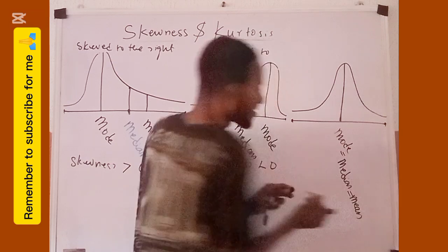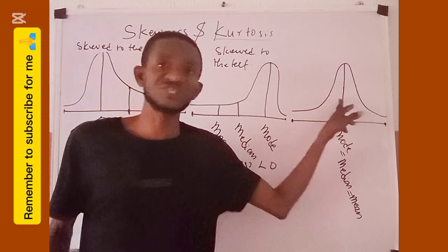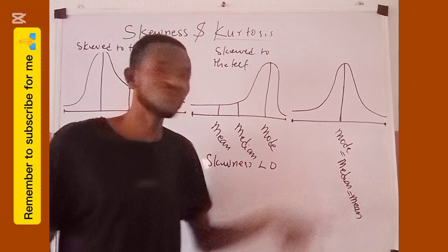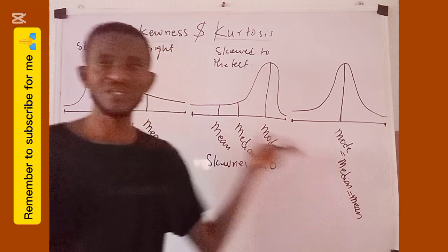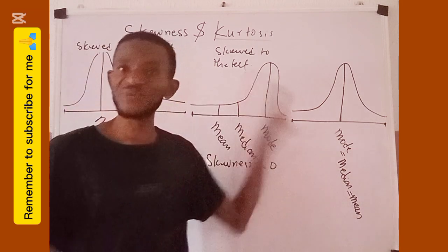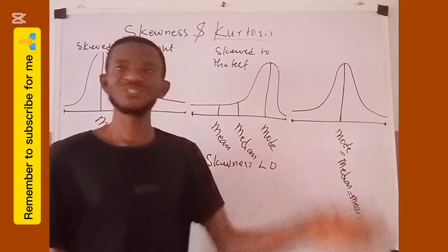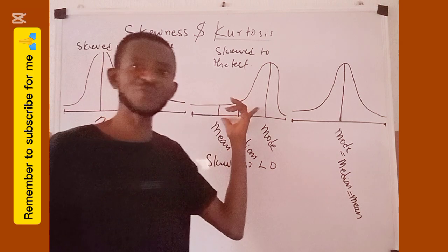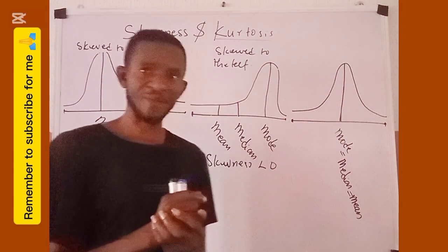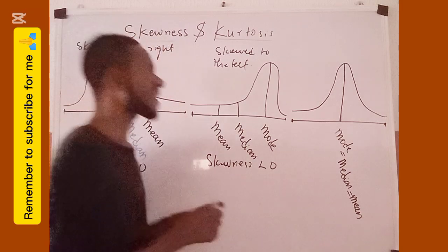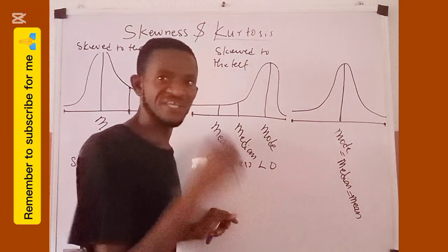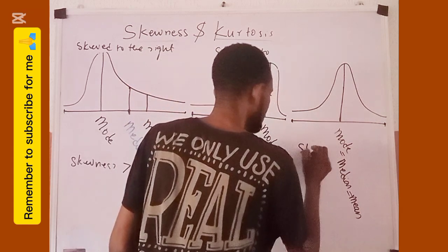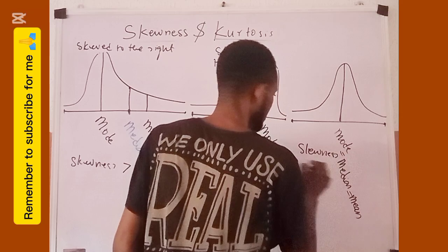So you find out that in a symmetrical distribution, the mode is equal to the median, and the median is equal to the mean. These are the characteristics that we see when a distribution is symmetrical. We want to believe that you have understood what we said about this. Now, remember that when the distribution is symmetrical, the measure of skewness is 0. So here, my skewness is equal to 0.